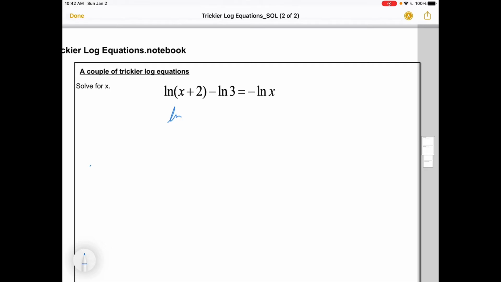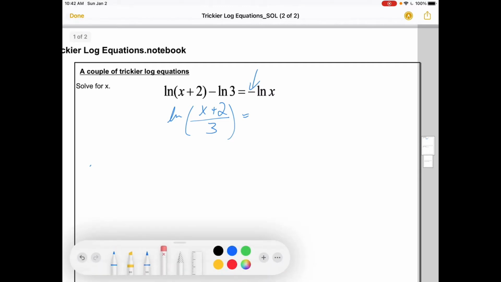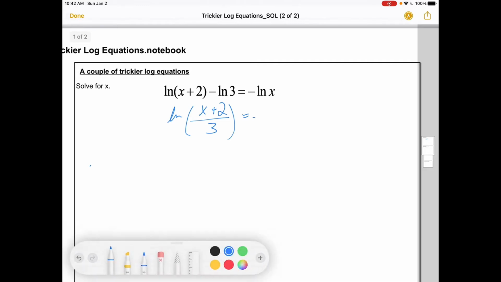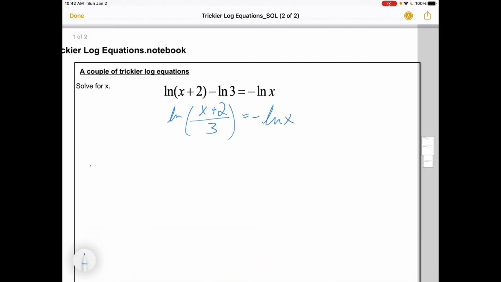So I'll use my log laws to put this first one together. I have subtraction of logs, therefore it's a single log, natural log, with division. The problem with this side is this -1, and this is one of the sneaky things. So you can't just say equals negative ln x and then drop the logs. That's not going to be equivalent.